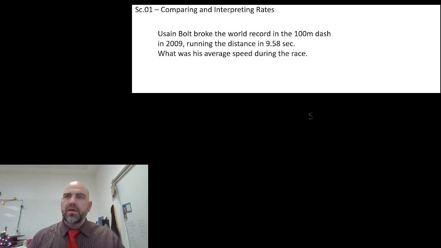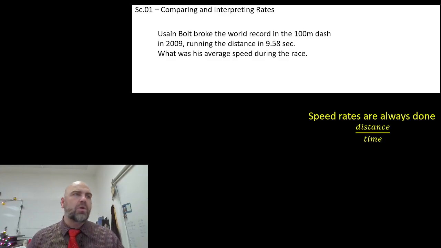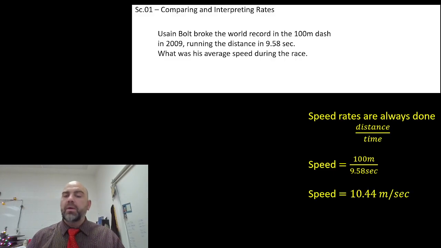Well, we can do some calculations. Our speed rates are always done in distance over time. So distance per time is exactly how we're going to do it. To find his speed, we're going to take the distance he ran, 100 meters, and divide it by the time it took him to run, 9.58 seconds. When we actually do the dividing to come up with our unit rate, we find that his speed was 10.44 meters per second.